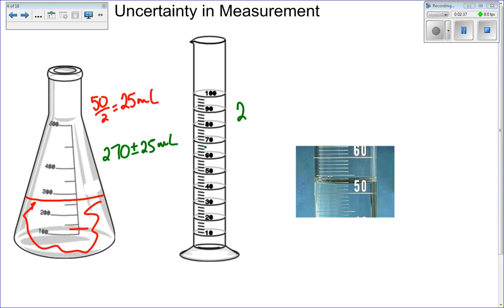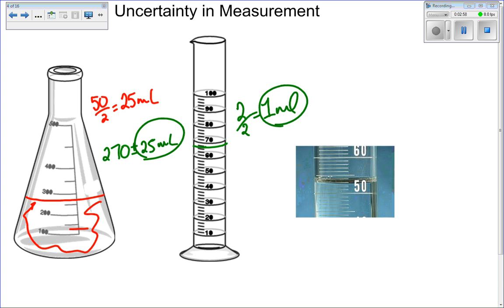So what's my uncertainty? Again, I can guess halfway in between. So always divide by 2 to figure out your uncertainty. So my go-by number 2 divided by 2 is equal to 1 milliliter. Wow, that's a little bit more certain than 25. Look at the comparison, 1 milliliter versus 25 milliliters.